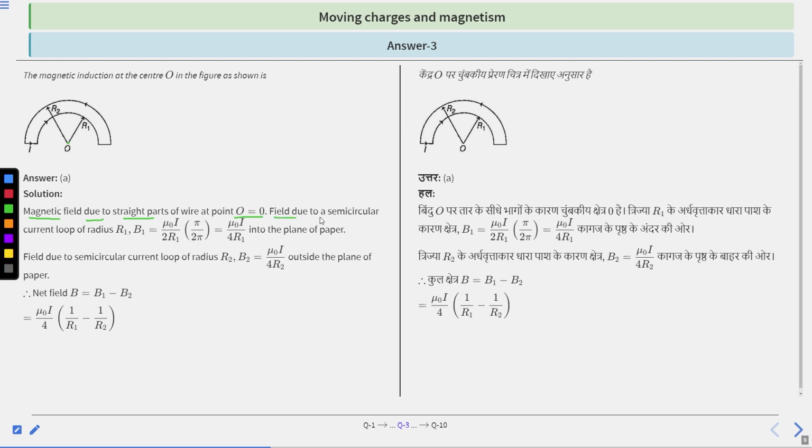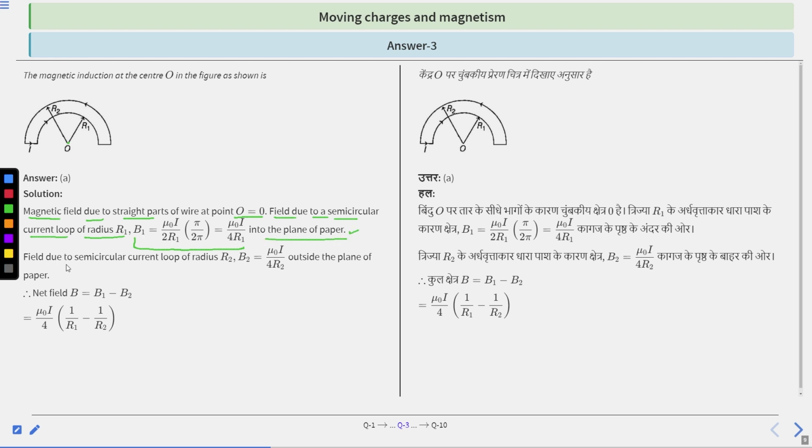And the magnetic field due to a semicircular current loop of radius r1, this one here, B1 is equal to mu naught I divided by 2r1 times pi divided by 2 pi, which is equal to mu naught I divided by 4r1. This magnetic field is due to a semicircular loop of radius r1 and is into the plane of paper, because here the direction of this loop is clockwise.